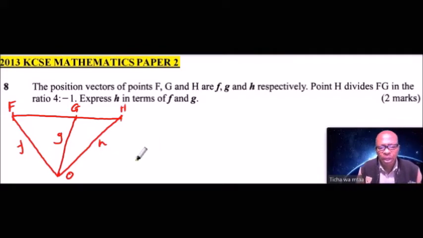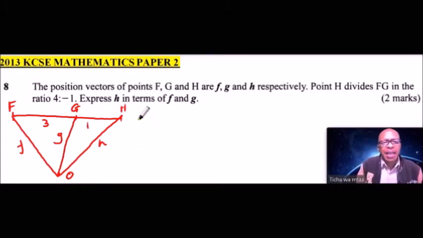So using the ratio theorem, we have been given the ratio is 4:1. In real sense, it means that this is 3 and this is 1. But actually here we can say H divides FG externally in the ratio 4 is to minus 1. So we are taking now, using the ratio theorem, we take the ratio of F to H and we put the position vector G, and G to H, and we take the position vector F. That is how you apply the ratio theorem.